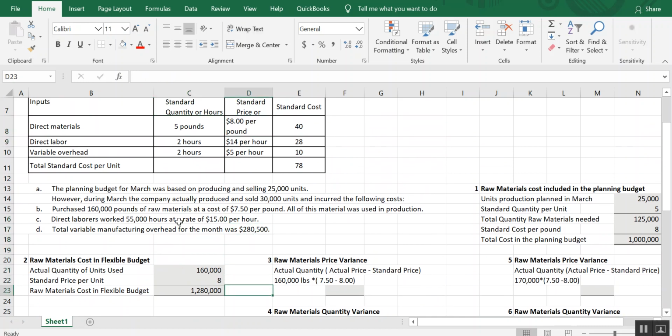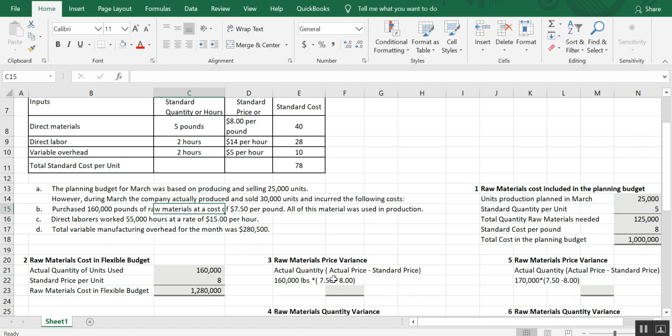For number 3, they ask us what the raw materials price variance is. So with raw materials price variance, we're going to compare the actual quantity that we use. We're going to take that actual quantity times the difference in the price that we paid versus the standard price. And so you can see I've entered this right here. We have 160,000 pounds of raw material, and we actually paid $7.50 a pound instead of $8. That's right up here in letter B.